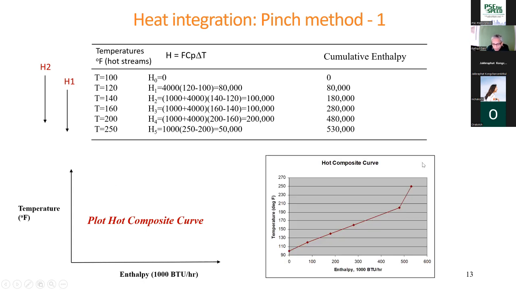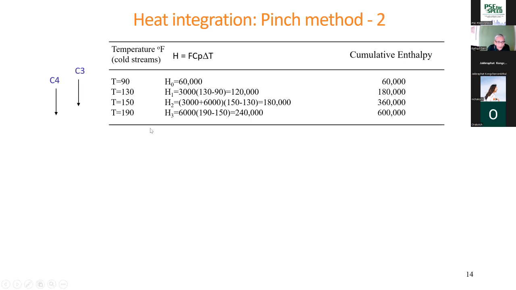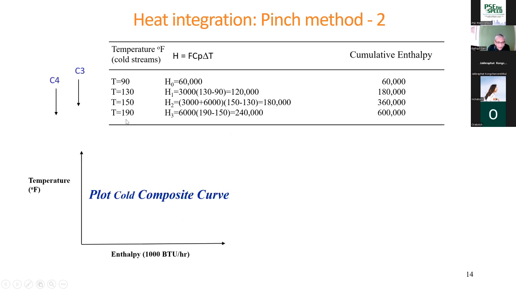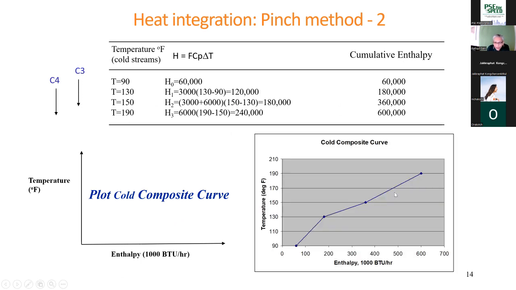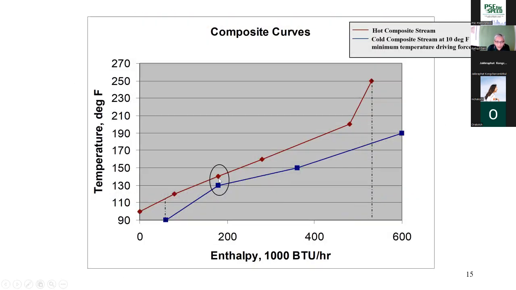But that's not all, we also need to do the same for the cold streams. And so we do the same thing for the cold streams. We have the cumulative enthalpy, we have the temperature, we plot, and we get this. Then the next thing is we have to combine the cold and the hot.